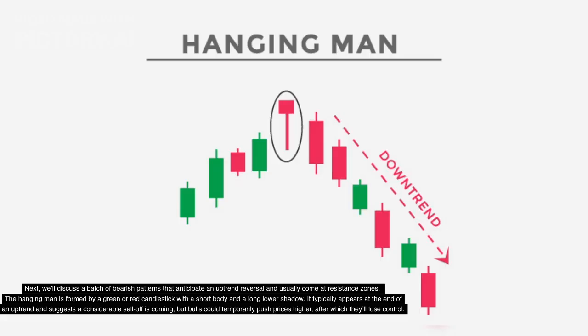Next, we'll discuss a batch of bearish patterns that anticipate a downtrend reversal and usually come at resistance zones. The hanging man is formed by a green or red candlestick with a short body and a long lower shadow. It typically appears at the end of an uptrend and suggests a considerable sell-off is coming, but bulls could temporarily push prices higher, after which they'll lose control.